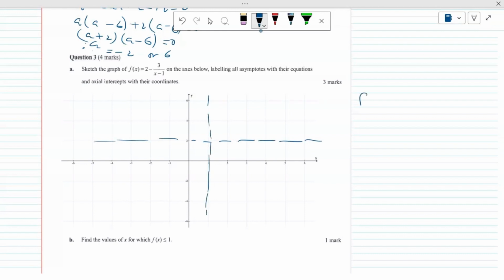So now if I substitute 0 there, that gives me 2 minus 3 over negative 1, which is 5. So my y-intercept is 5, so up way there, somewhere there. Oops. Do it again.